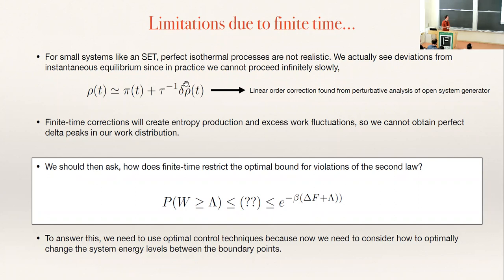So the question I want to address is what actually happens to the optimal bound that we can try and achieve. It's not going to be as high as the Jarzynski bound, it's going to be somewhere lower. What I'll show just now is that you can derive a finite time version of this bound. And it gives us an optimal control problem, because now we have to worry about how we change the energy to reach this limit.